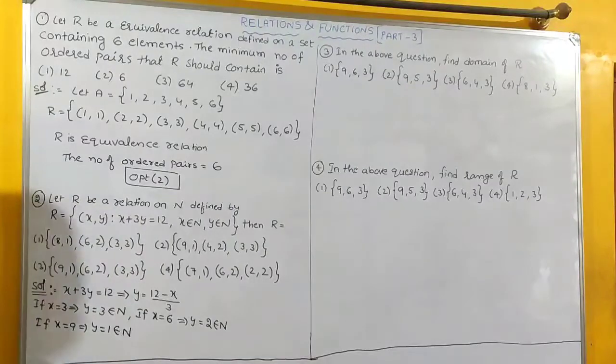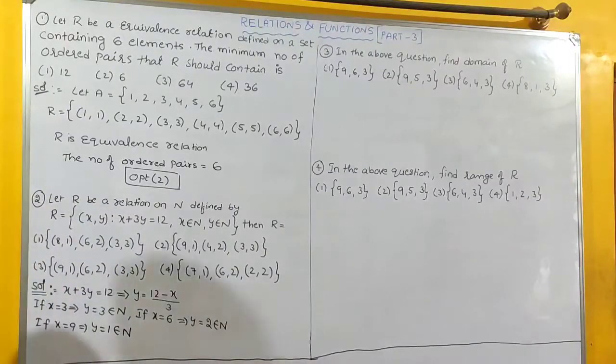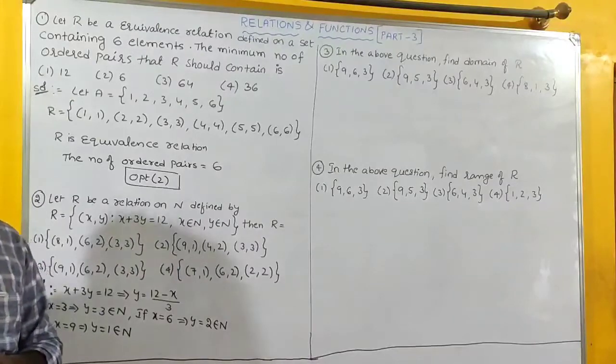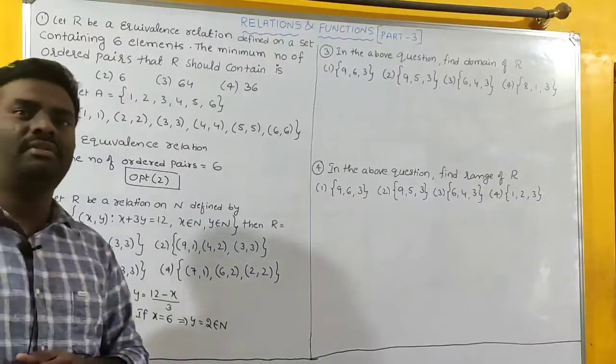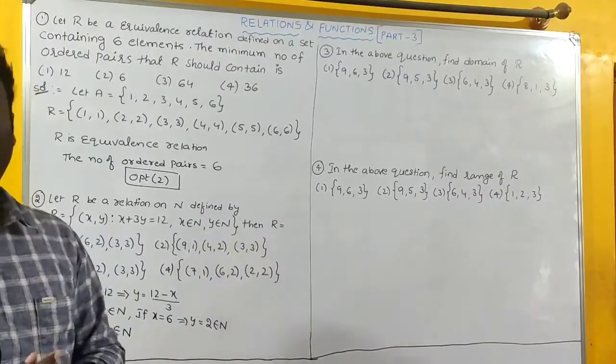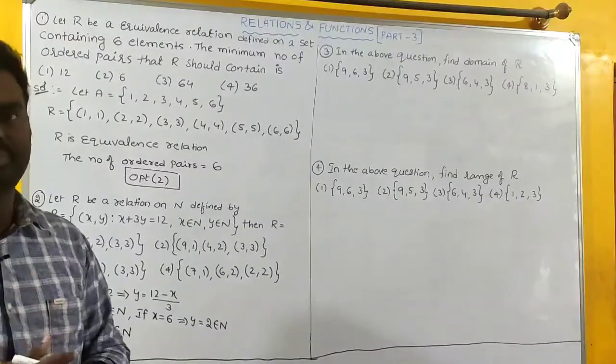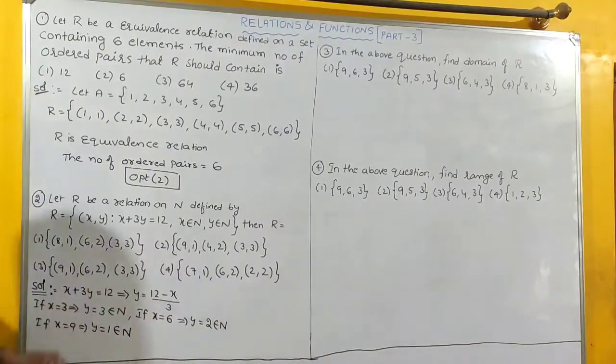That's it. If you take 10, 12 minus 10, 2, 2 by 3 is not a natural number. If you take 11, 12 minus 11, 1, 1 by 3 is not a natural number. If you take 12, 12 minus 12, 0, it is not a natural number. If you take 13, from 13 onwards, you will get a negative answer, but natural numbers are always positive. That's why only 3 pairs will exist.